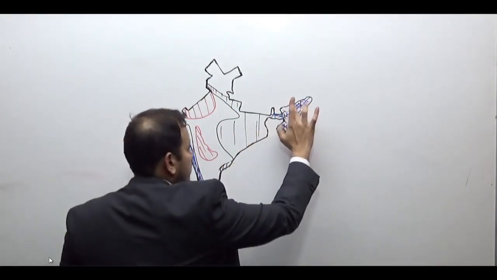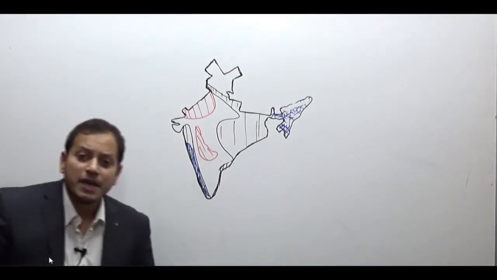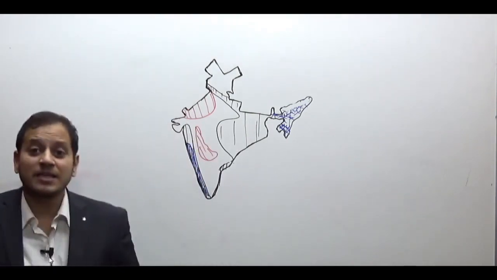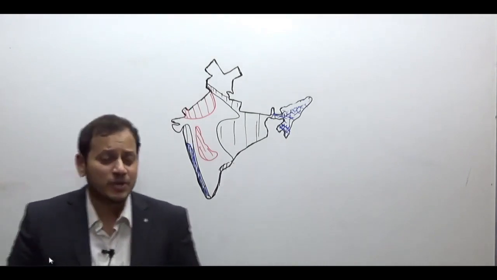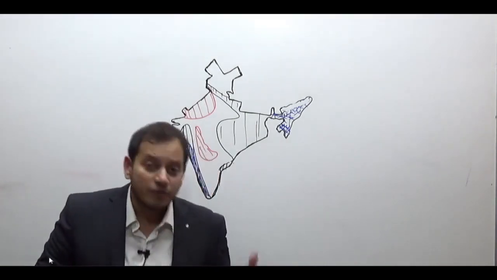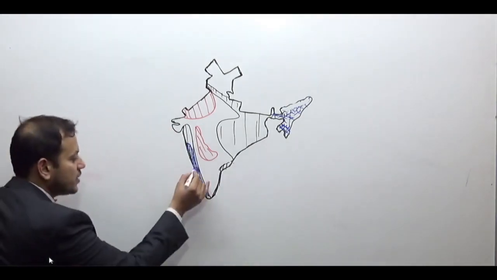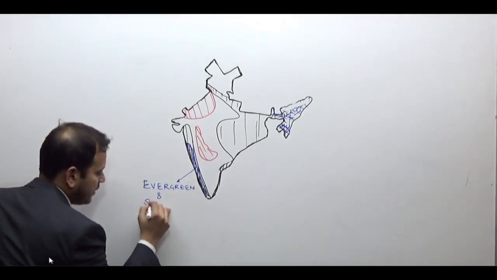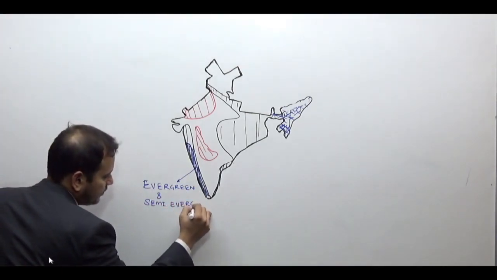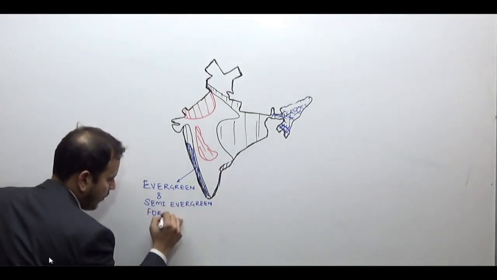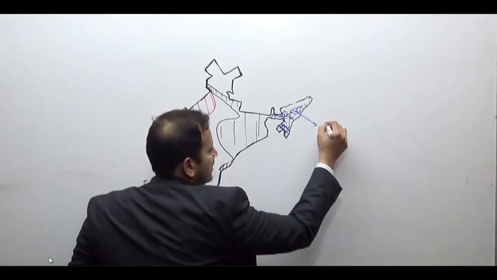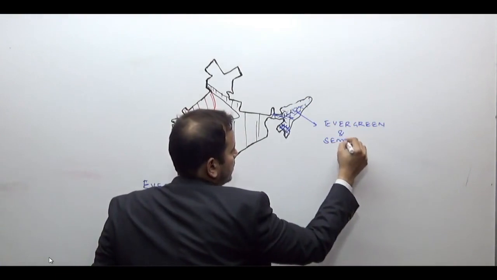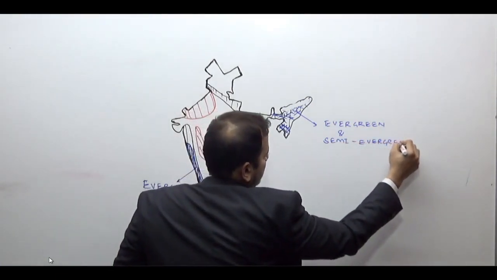Now, based on this, we can say the regions which receive very heavy rainfall, more than 200 centimeters, will have, because India is in the tropical region, that is, India is not a cold country, so there is a high supply of heat, and in the areas which have more than 200 centimeters of rainfall, this is the region of evergreen and semi-evergreen forest. This is also a region of evergreen and semi-evergreen forest.